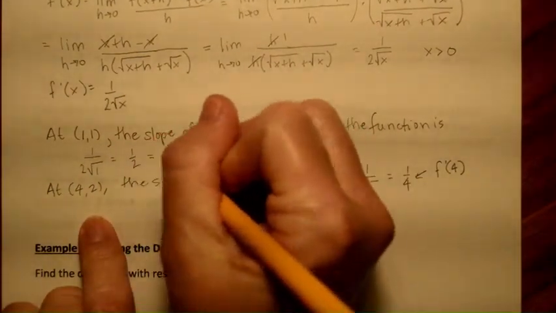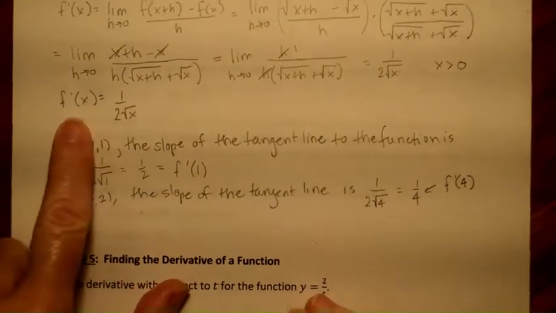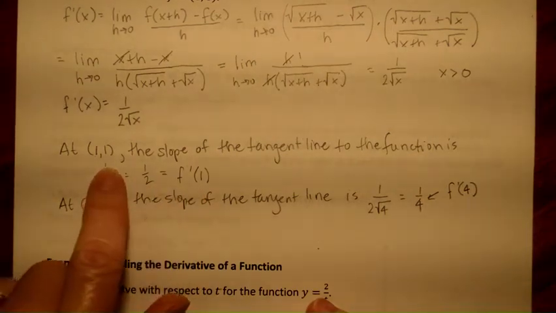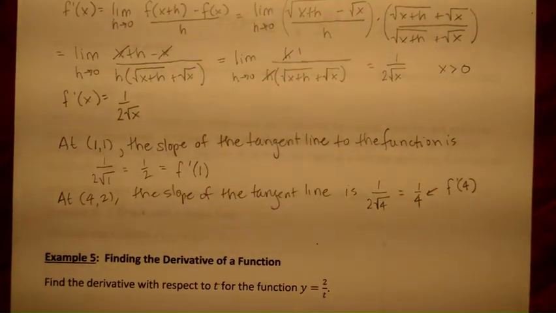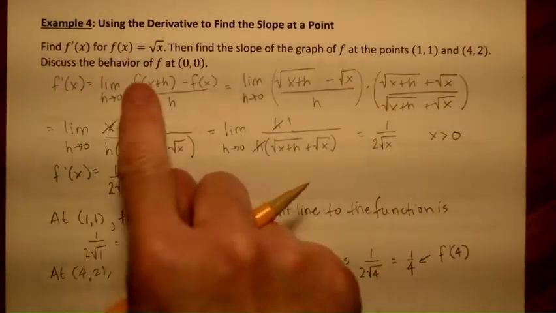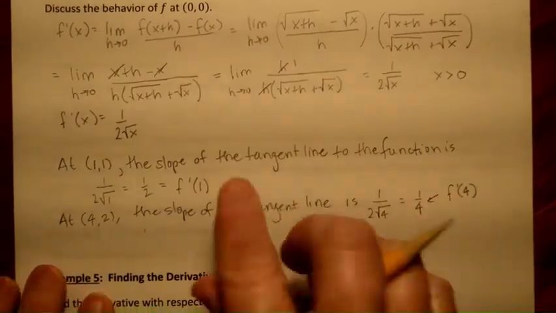And again, same thing, we would say that this was f prime of 1. We just take that derivative function and we plug the x value in. So we say it's f prime of 1, but the way we interpret it is it's the slope of the tangent line to the function at that point. Okay, 2 other things. One, it says discuss the behavior of the function at (0, 0).